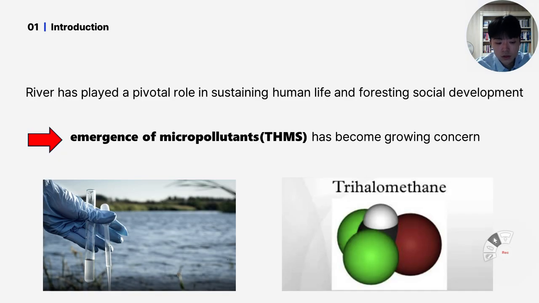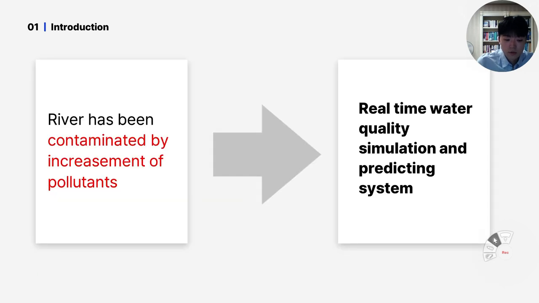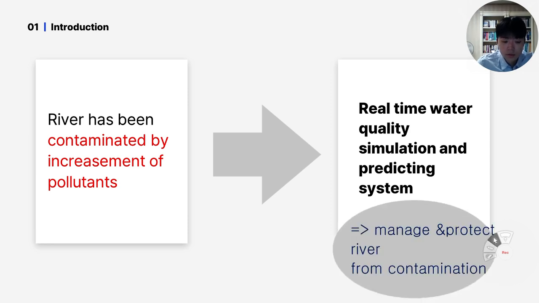First, introduction. As all of you might have heard, the increase of micropollutants is a growing concern here in Korea. Since rivers have played a vital role in human life and sustaining social development, such as drinking water, maintaining aquatic systems, and offering a recreational space for citizens. For that reason, real-time water quality modeling must be accompanied to manage and protect the river from contamination. Therefore, we developed the real-time water quality simulation toolbox using machine learning and application programming interface.